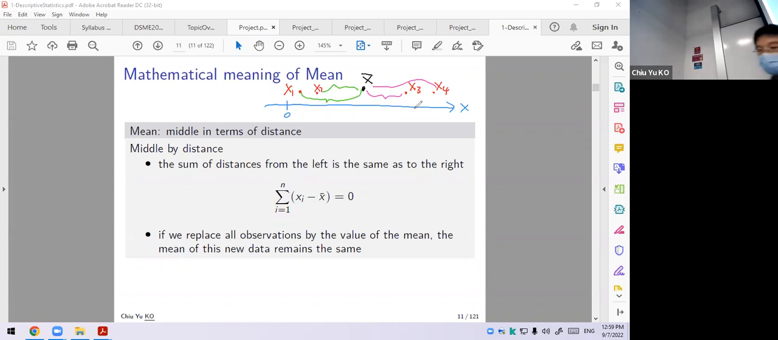So why is the left the same as the right? You may ask why this is the case. Because look at this one, it's negative, right? Maybe I use the green color. It's negative because the observation is smaller than the mean, right? And look at this, all positive, okay? When we say they add up to 0, it means that the sum of the distances in green is the same as the sum of the purple, right? So it's the middle in the distance sense.